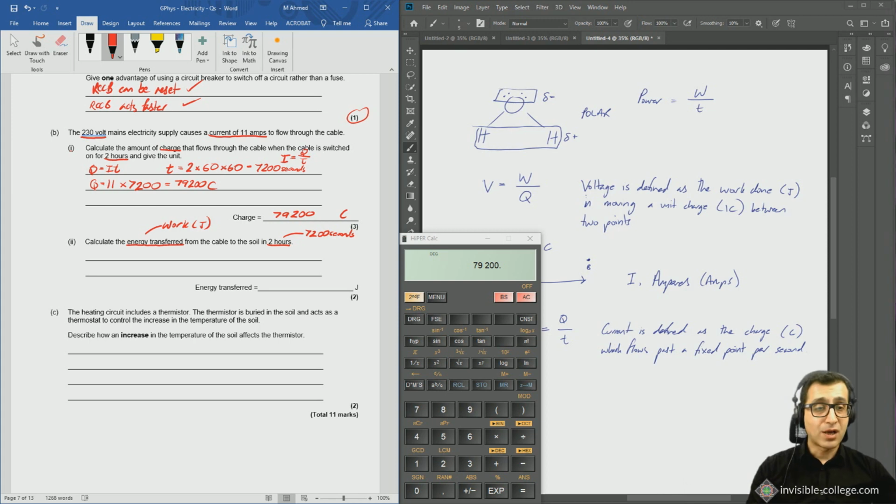So here is a question for you. So I'm going to pause here and allow you guys to answer. If we need to calculate the energy transferred, the work done, and we know the charge, we know the voltage, we know the current, how would we do this? So what do you guys think?